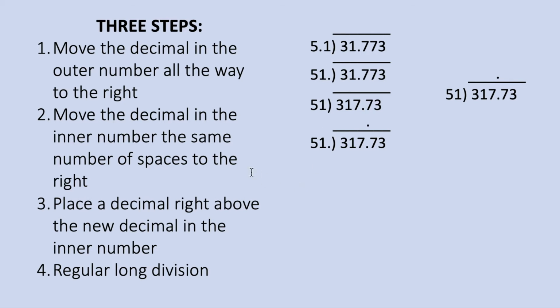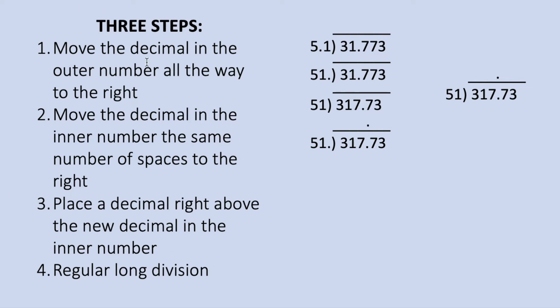And then the last step you have to remember is to place the decimal right above the new decimal in the inner number. So that means that you put a decimal where your answer is going to go right above where your new decimal is right here. So you just translate this decimal up to here. And then the last step is just to do regular long division.